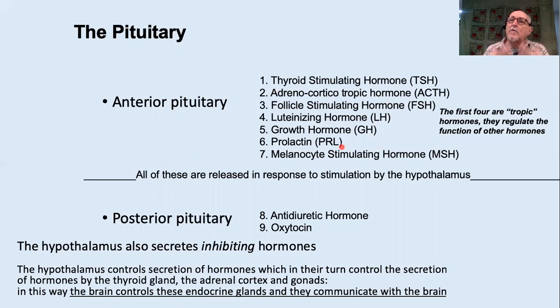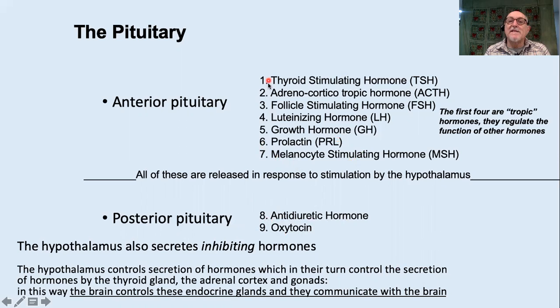But the hypothalamus also can release inhibiting hormones. So the hypothalamus really exerts very, very fine control over the amount of hormone which is produced by the pituitary or by any other endocrine gland in the body. So here, those are our posterior hormones, which we've already talked about: antidiuretic hormone, oxytocin.